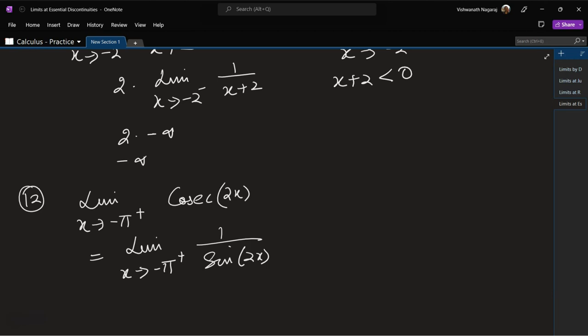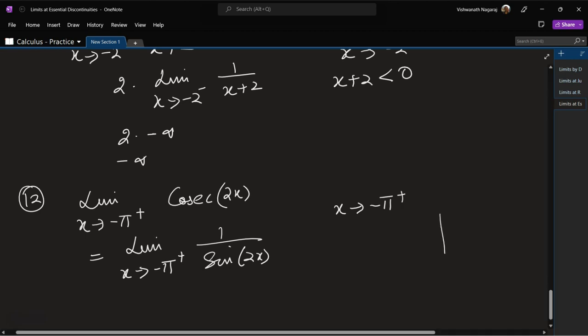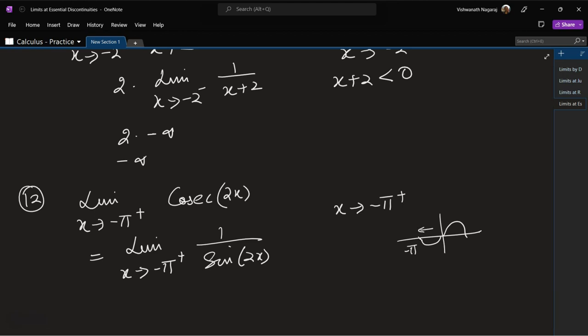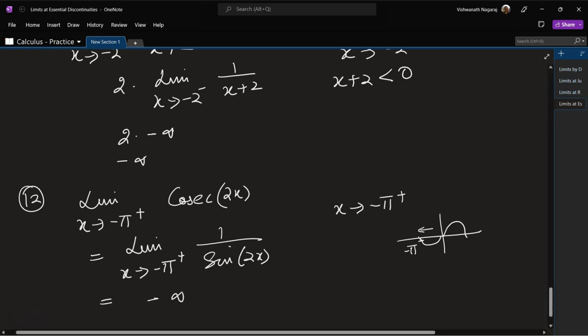Okay. Now here, x approaches minus pi from the positive side means what? So let's take sine. So sine will go like this. So if we are coming to minus pi, let's say this is minus pi from the positive side. That means just before minus pi, it will be here. That means it is going to be negative. So that means this is going to be minus.